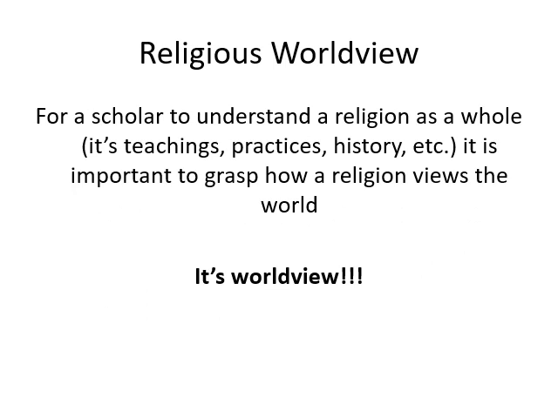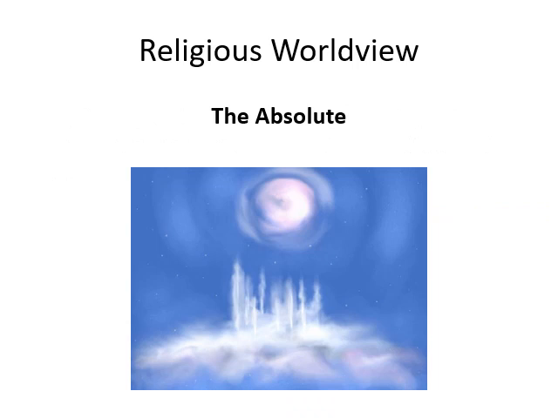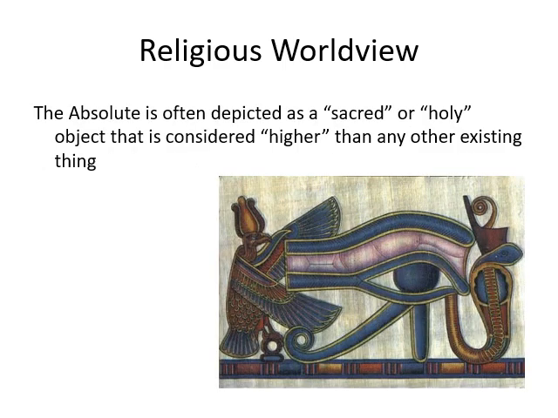Now, for a scholar to understand a religion as a whole, its teachings, its practices, its history, its rituals, it is important to grasp how a religion views the world. So again, its worldview. But for a scholar to understand a religion's worldview, he or she must identify a central object of worship called the absolute. And what is the absolute? The absolute, generally defined, refers to an unseen metaphysical object or concept that is considered ultimate and worthy of worship. And the absolute is often depicted as a sacred or holy object that is considered higher or more ultimate than any other existing thing.